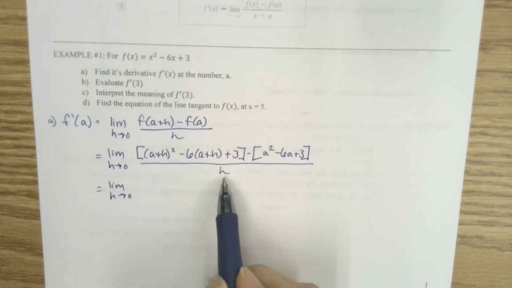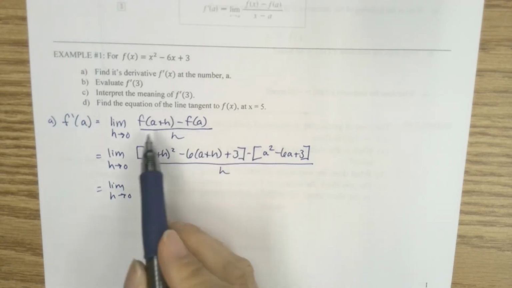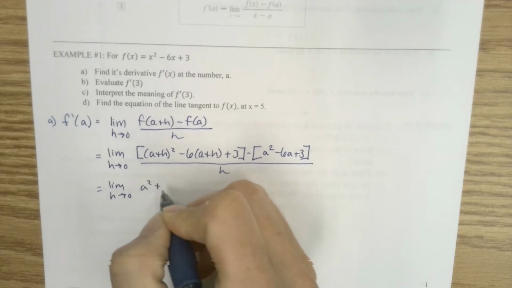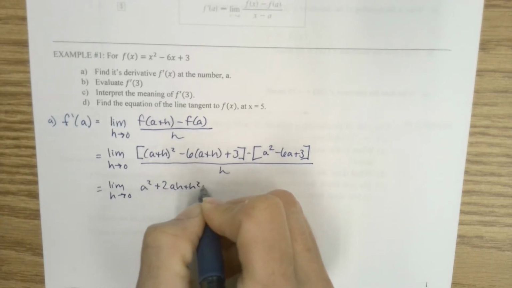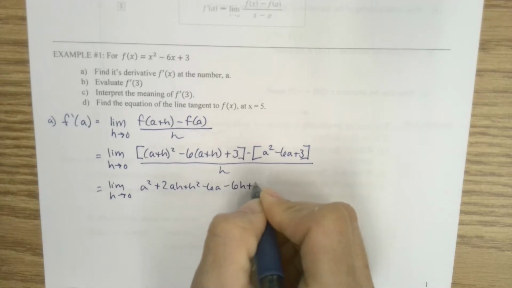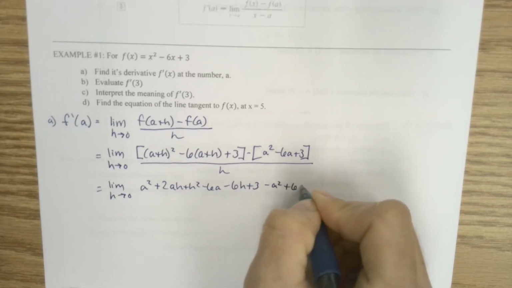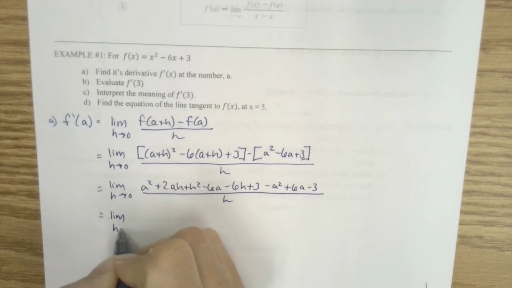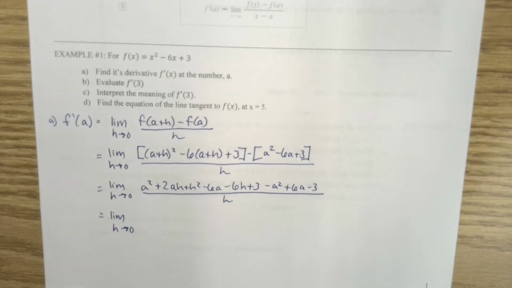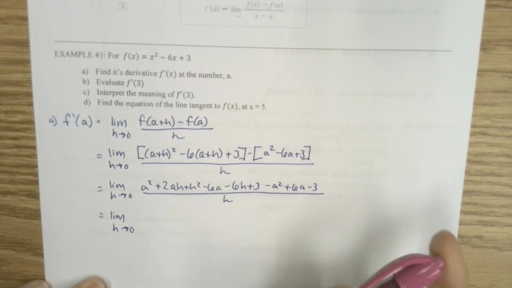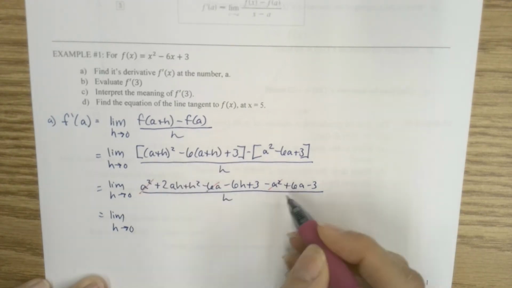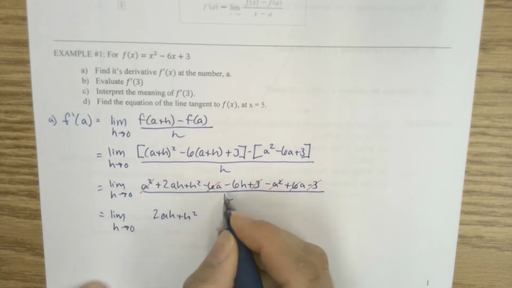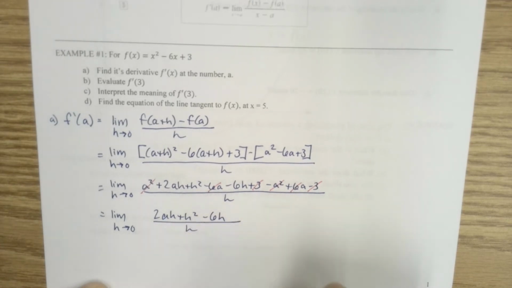So we're going to try to evaluate this limit. If I substitute 0 in for h, this is undefined, so instead I'm going to simplify this numerator. I'm going to expand out and add like terms. So we're left with a squared plus 2ah plus h squared minus 6a minus 6h plus 3 minus a squared plus 6a minus 3, all over h. Now we add like terms, and I'm already seeing that my a squareds cancel, my 6a's cancel, my 3's cancel. So what I am left with is 2ah plus h squared minus 6h, all over h.